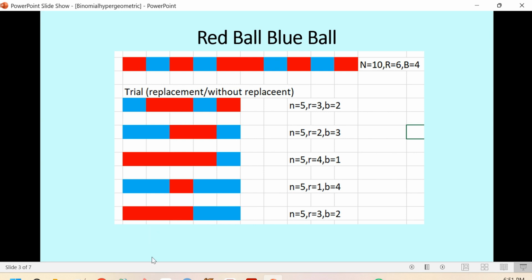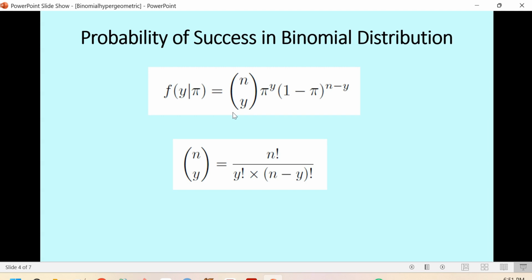These are many different samples, but they have all 3 red ball in total from 5 ball. So they may occur right here, but how many ways? This is a combination of 5, 3. So this is why we times this here.